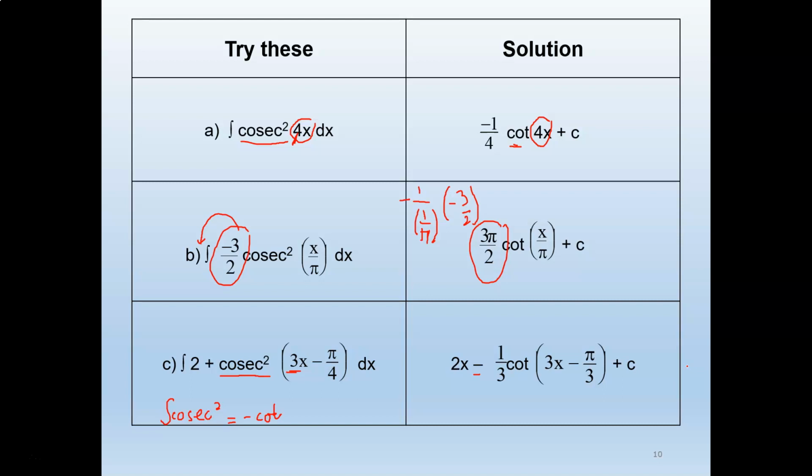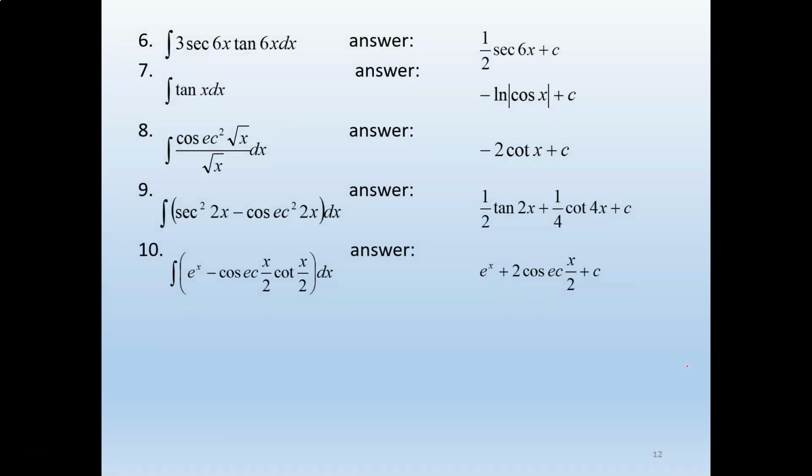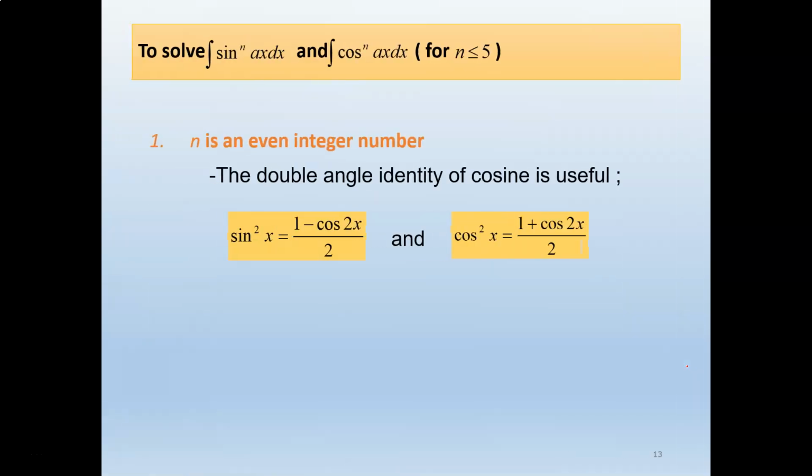So I think there's lots of example. You need to try it back. And then these are some exercises. You should try it and check your answer. We have lots of exercises.